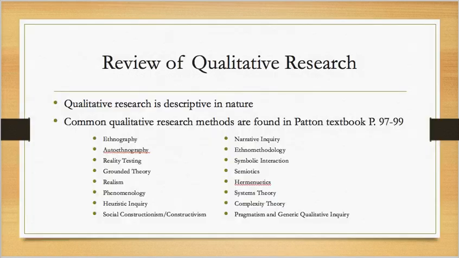So here we go. I want to first review the overall goal of doing qualitative research. The overall goal of doing qualitative research is that you're describing the nature of a setting, a group of people, a culture. So it's very descriptive in nature, whereas quantitative research is very predictive in nature. Predictive meaning there are variables and you're trying to draw correlations between those variables.